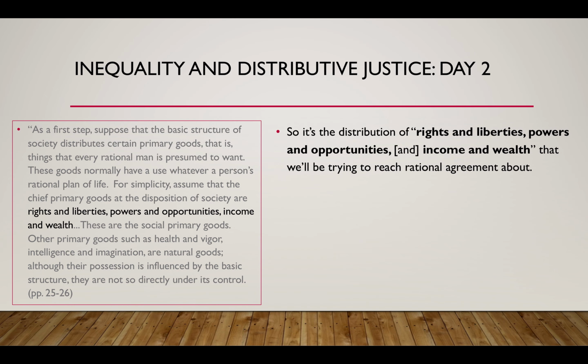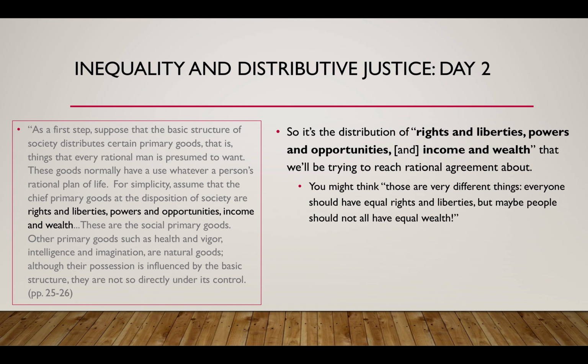All right, so it's the distribution of rights and liberties, powers and opportunities, and income and wealth that we're going to be trying to reach rational agreement about. Now, you might think that those are very different things. For example, you might think that everyone should have equal rights and liberties, but you might also think that people should not all have equal wealth. A number of you expressed that kind of view in your discussion posts from this week or last week. Now, Rawls agrees with that, as we'll see in a moment, but I just want to put that complication aside for a moment so we can get clear on another set of important issues.